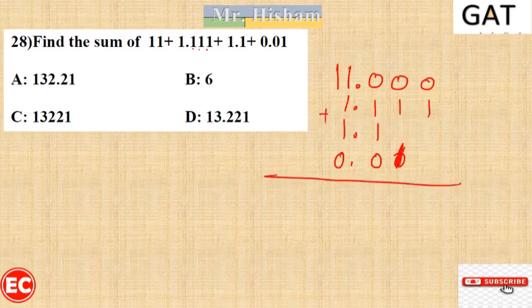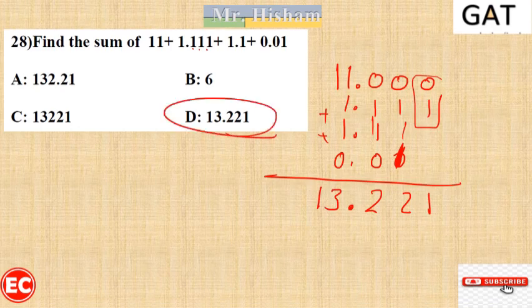Now add them up. 0 and 1 is 1, 1 and 1 is 2, 1 and 1 is 2. I put down the decimal. 11 and 2 is 13. So the right answer is D.